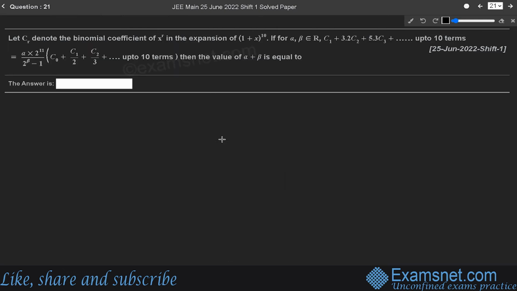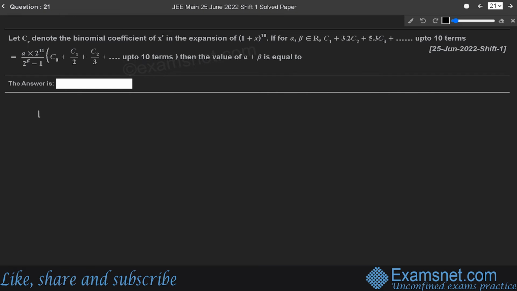Next question is, let CR denote the binomial coefficient of x power r in the expansion of (1 plus x) whole power 10. If for alpha and beta belonging to R, C1 plus 3.2 into C2 plus 5.3 into C3 plus up to 10 terms is equal to alpha into 2 power 11 divided by 2 power beta minus 1 into (C0 plus C1 upon 2 plus C2 upon 3 plus so on up to 10 terms), then the value of alpha plus beta is equal to. So we have to find the value of alpha and beta, then we have to add both the values.